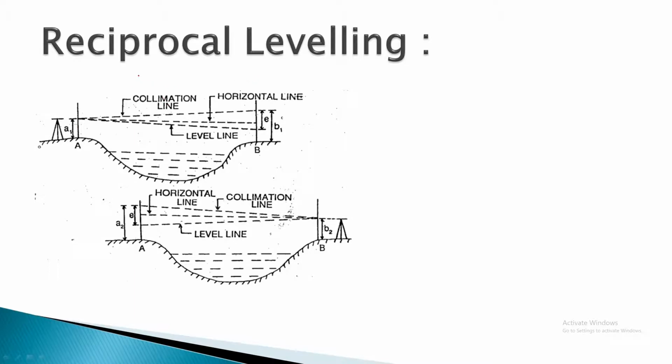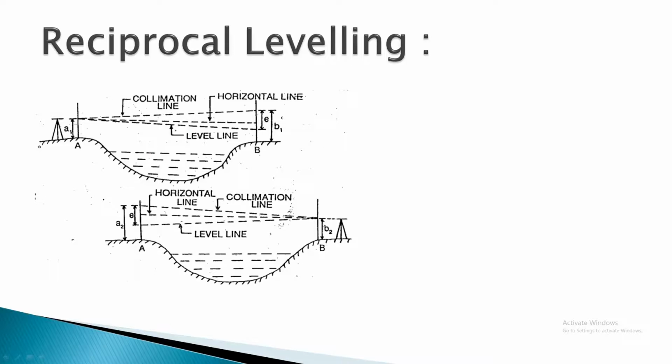So that is why it is reciprocal leveling, and in reciprocal leveling the level is set up on both banks of the river or valley, and two sets of staff readings are taken by holding the staff on both banks. Okay, so in this case it is found that the errors are completely eliminated and the true difference of level is equal to the mean of the two apparent differences of level.